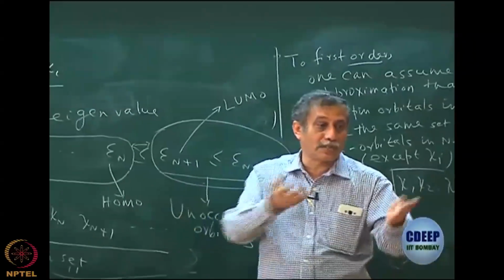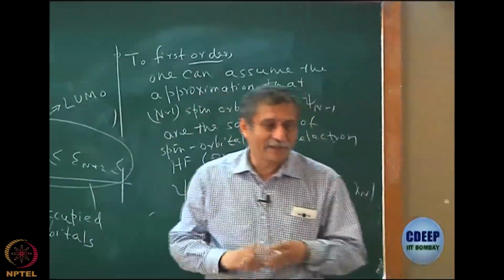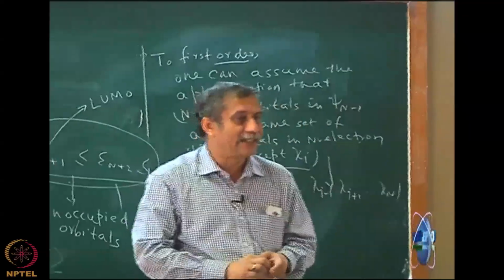Now, what happens if these two become degenerate? Of course, those are the questions. Then there will be a lot of problems. Well, that's basically the multi-reference problems and so on. We'll see that later. Yes?